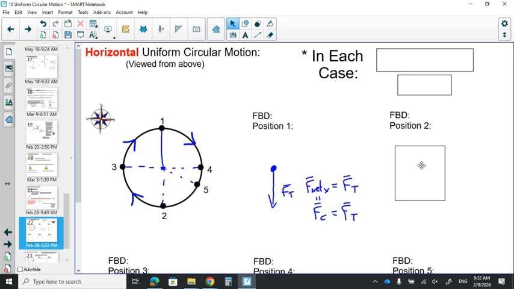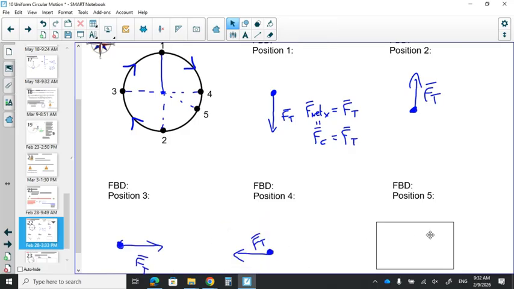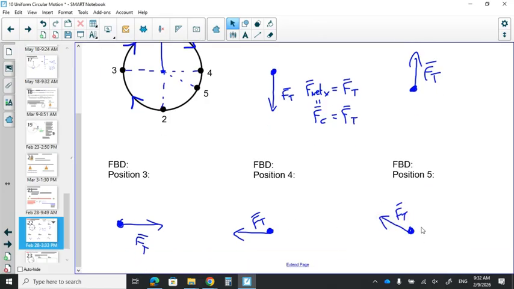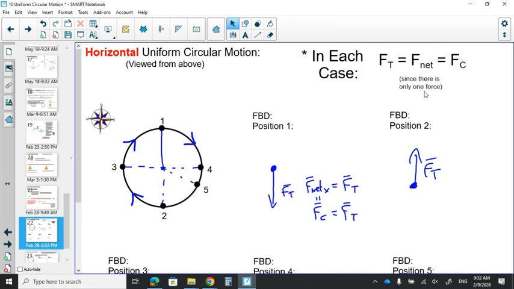So at position 2, obviously that tension force is up, so it's a centripetal force towards the center of the circle. Position 3, it's going to be to the right. Position 4, it's going to be to the left. At position 5, there's going to be an angle, right? And so if you're looking at values for if there's gravity involved, we're going to be doing components because there's going to be another value that we have to combine, right? But in all of these, you can see very easily that the tension force is really just the net force, and so it's the centripetal force.